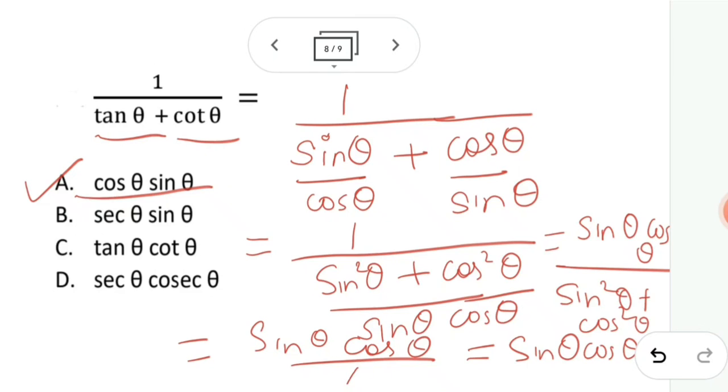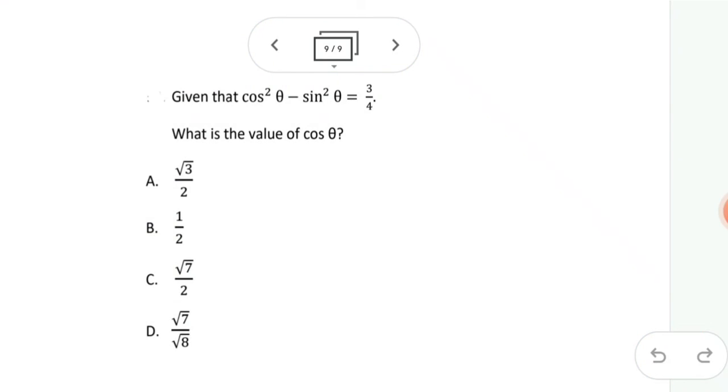Hope you understood. Now one question I am giving you to practice yourself. Try to solve this using the identity. You are given cos square theta minus sine square theta is 3/4. What is the value of cos theta? So try to solve it. Do share your answer in the comment box. If any doubt, do ask.